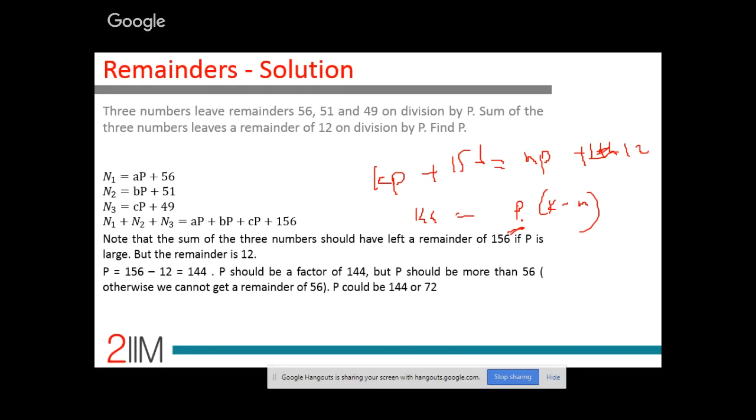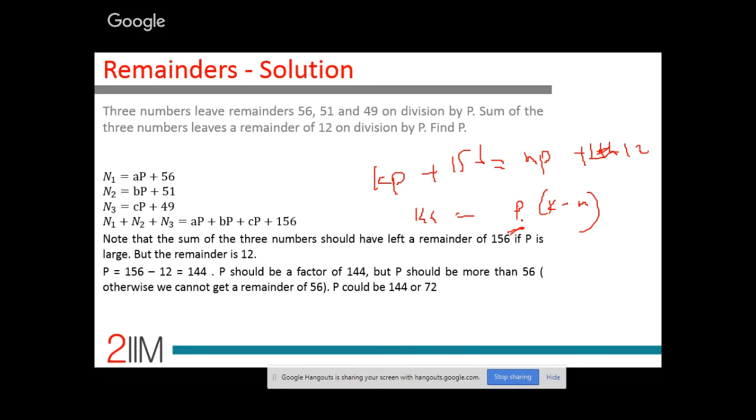So what is the other condition? It should be more than the remainders. The largest remainder given is 56. So we're looking for a factor of 144 which also happens to be more than 56. So how many values are possible? 144 and 72. Two values are possible.